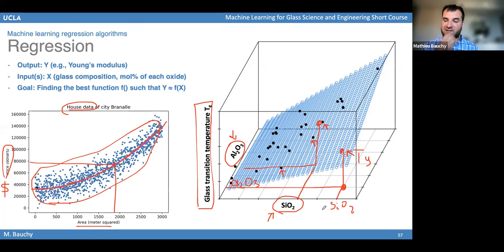You just try to fit the data. You try to find a relationship between the inputs and the output to be able to build a model that can make predictions for glasses that you have never seen before.